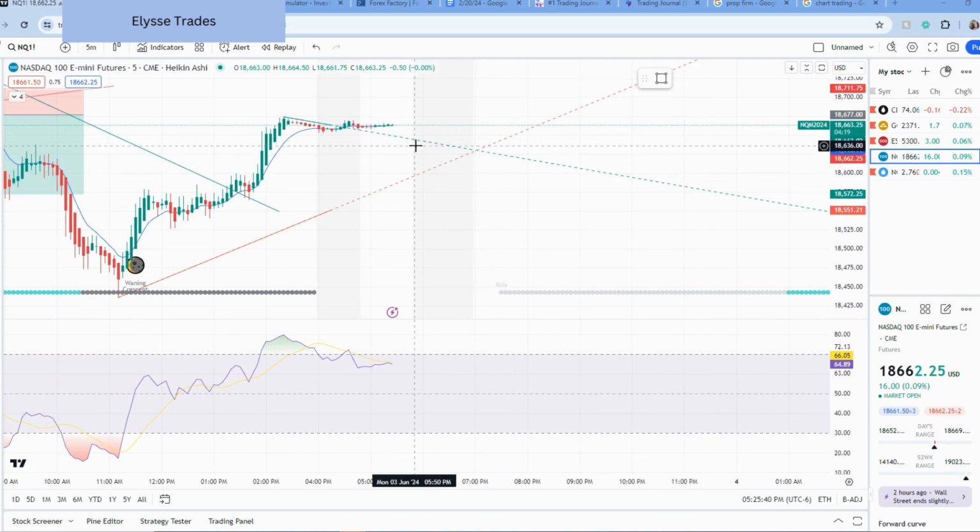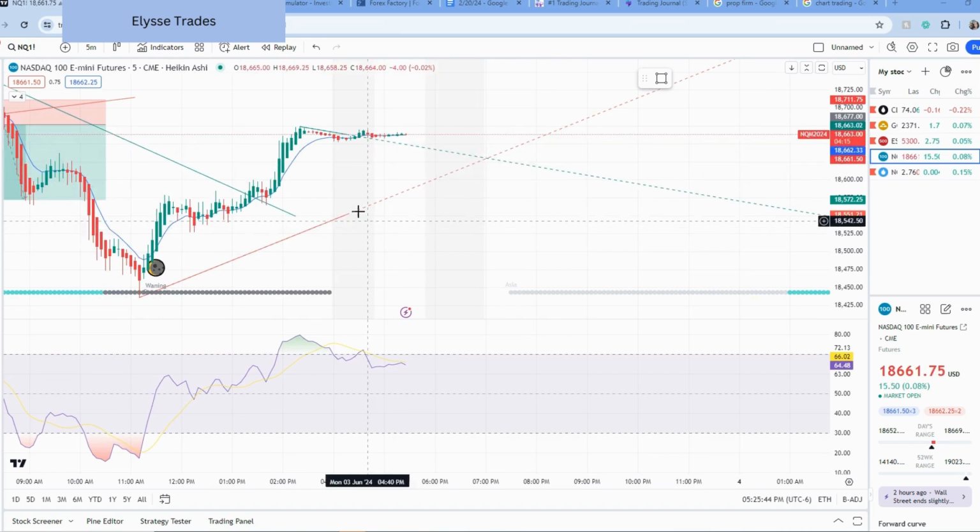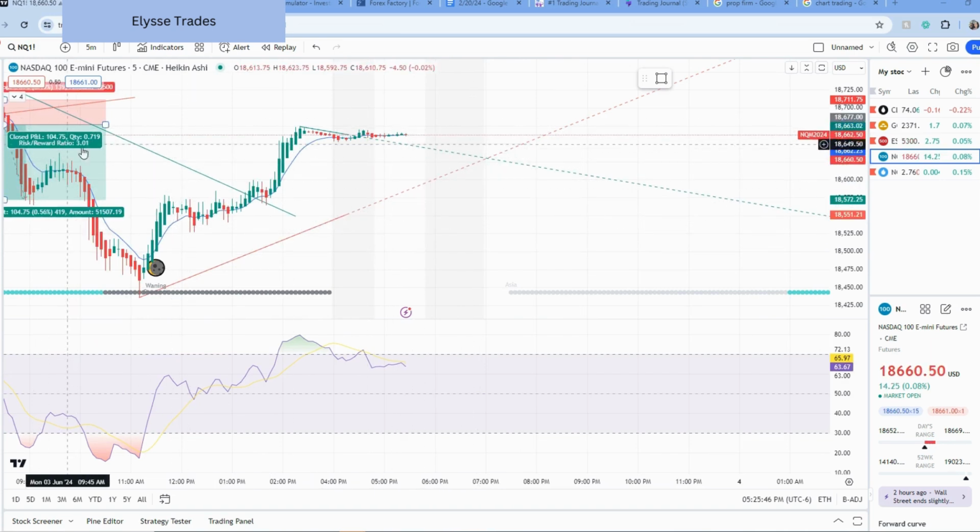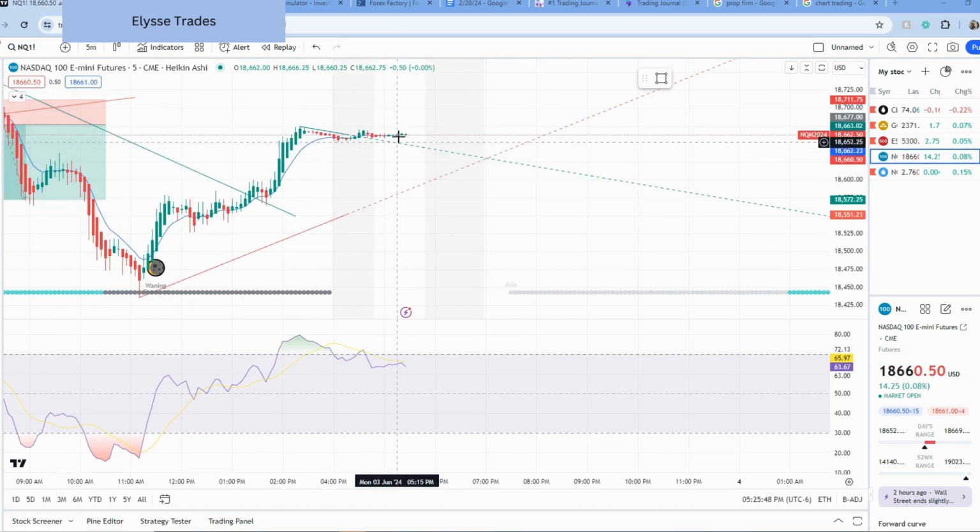Right now I'm actually waiting for a setup to happen. I am doing trendline trading right now. So this was from earlier. Right now I'm in Asian session, so I'm waiting for a setup to happen. I will explain this kind of strategy in a video.